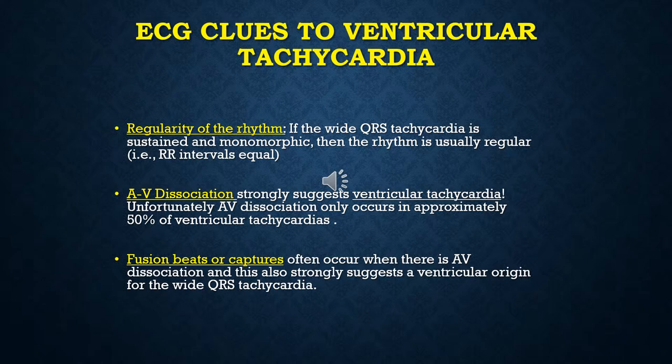Okay, what are the ECG clues to ventricular tachycardia? Regularity of the rhythm. If the wide QRS tachycardia is sustained and monomorphic, then the rhythm is usually regular, meaning a fixed RR interval with some occasional irregularity like fusion beats or capture beats. Fusion beats and capture beats are a sure sign of VTAC. So first, I will find the heart rate regular, and I may find some irregularity as we said. Second, I will find complete AV dissociation, which strongly suggests ventricular tachycardia.